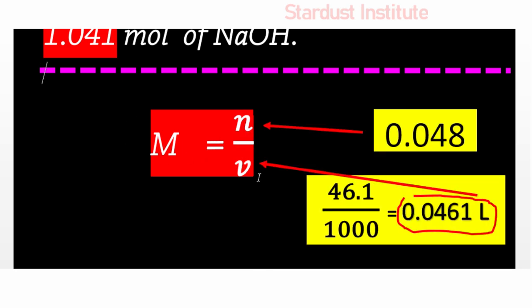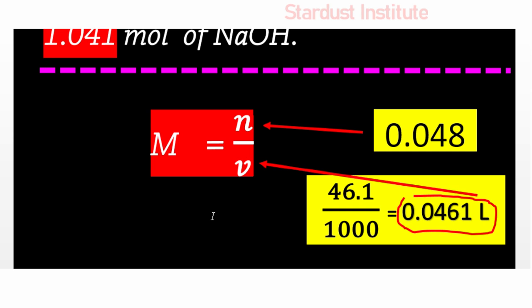M equals n divided by V. This is the formula of molarity. n, number of moles of solute, V, volume of solution in liters. We have found number of moles, 0.048. Volume, we have been given 46.1 milliliters. But when we use this formula of molarity, we have to convert it to liters. 46.1 divided by 1000, then we get 0.0461 liters.